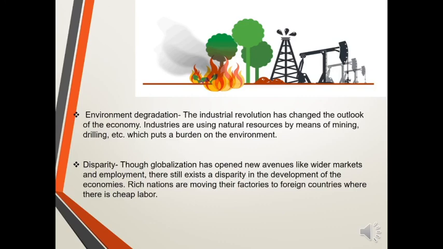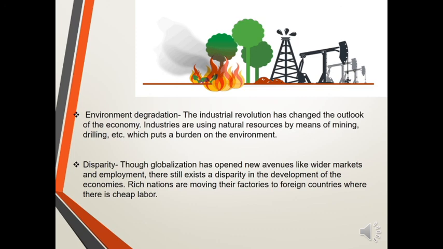etc., which puts a burden on the environment. And you know who exactly are the most affected by the destruction of the environment? It's the people. This is the reason why every country should have so-called sustainable development.